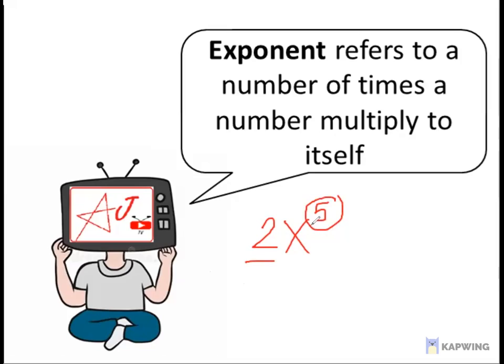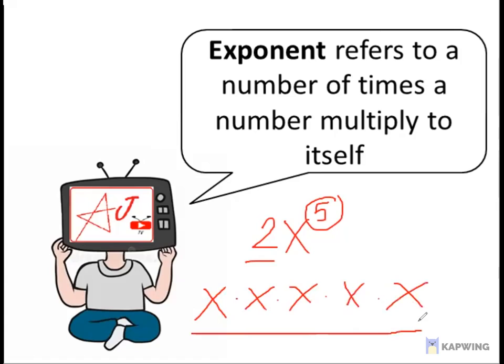So example, itong x to the fifth power, since 5 yung kanyang exponent, ibig sabihin si x multiply ng 5 beses sa kanyang sarili. So kapag in-expand natin yan, magiging ganito siya. X times X times X times X times X. So ganyan po ang exponential o ang expanded form ng x to the fifth power.